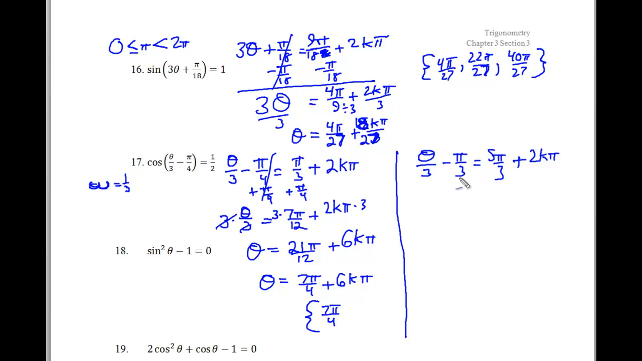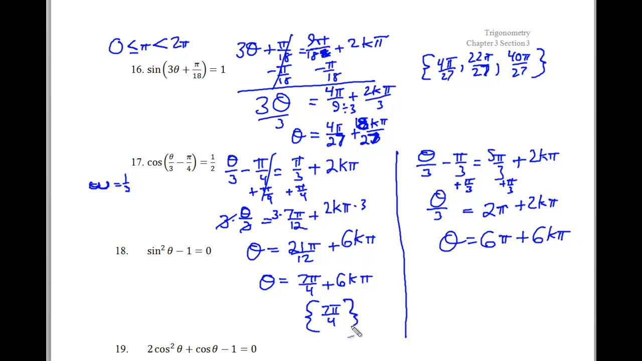Now, if I do the same things over here, watch to see what happens, because I'm going to take my theta divided by 3, and I'm going to add pi over 3 to both sides here. And in doing so, I get 5 pi over 3 plus 1 pi over 3 gives me 6 pi over 3. So that's 2 pi plus 2k pi. And then you'll see that once I multiply everything by 3, my theta is going to be equal to 6 pi plus 6k pi. I'm well past my boundary, so this is my only answer to the problem within one revolution of the unit circle.